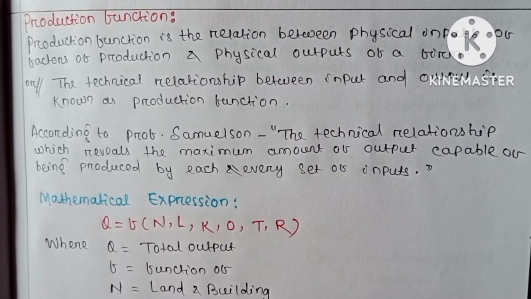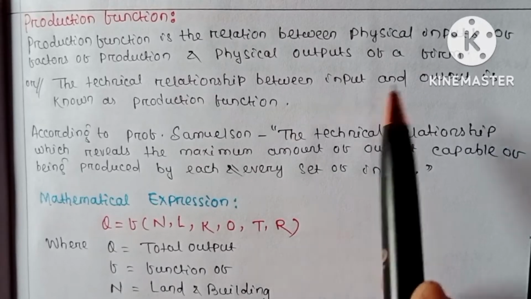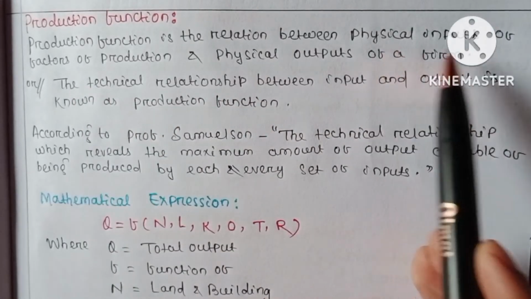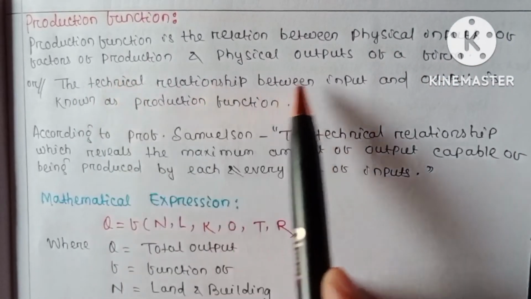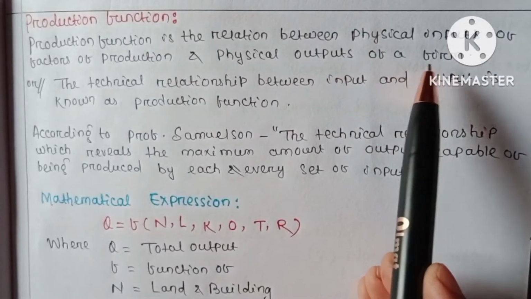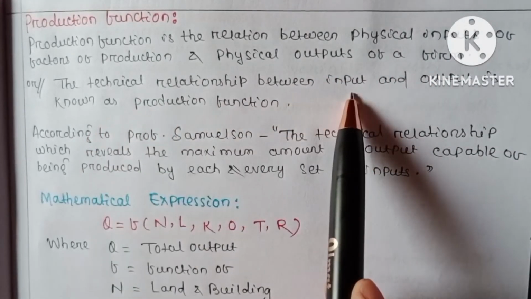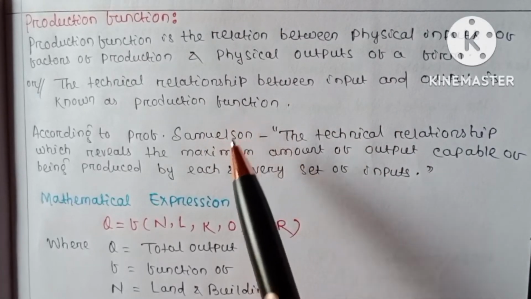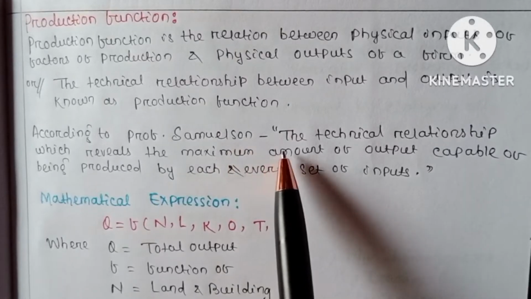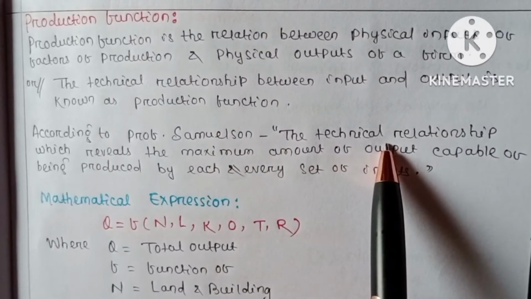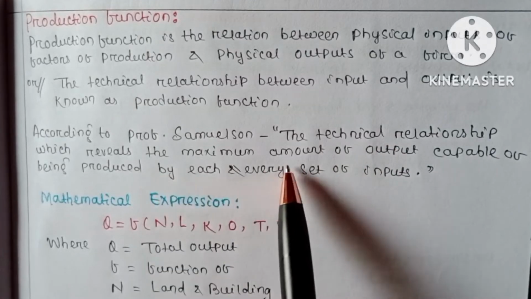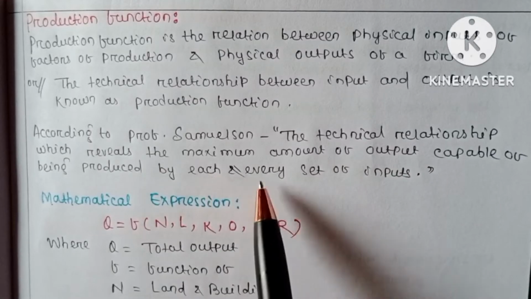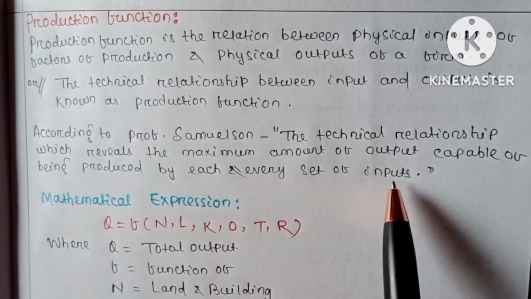Production function is the relationship between physical inputs and physical outputs. That means physical inputs of factors of production and physical outputs of a firm. Or the technical relationship between input and output is known as what? Production function. Professor Samuelson defined production function as the technical relationship which reveals the maximum amount of output capable of being produced by each and every set of inputs.